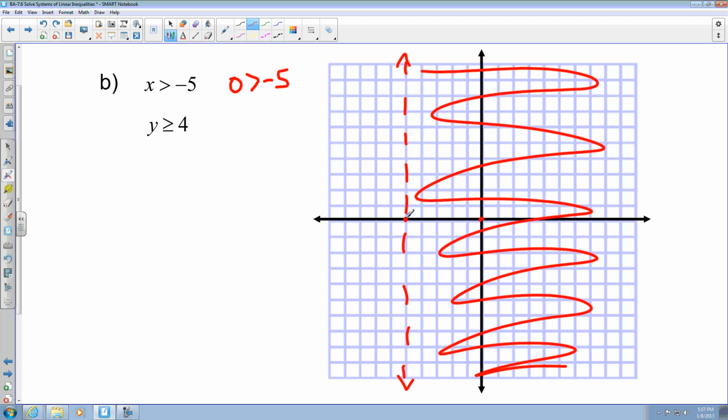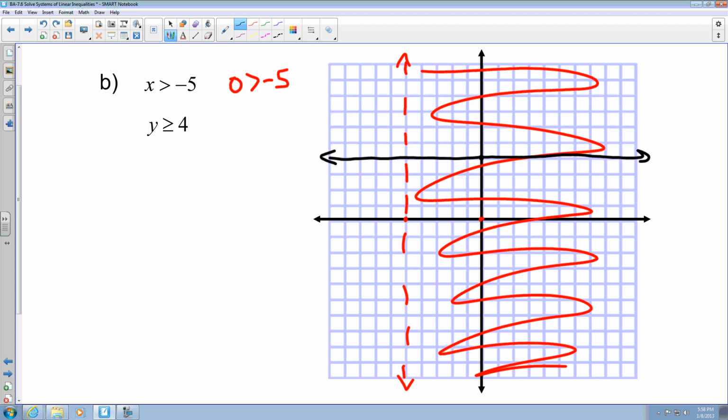I'm going to use a different color. And for y is greater than or equal to 4, this will be a horizontal line that touches at 1, 2, 3, at 4. And because it's a greater than or equal to, it's a solid line.